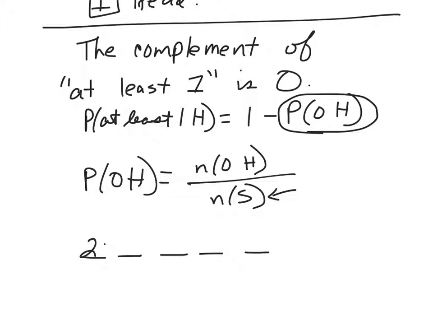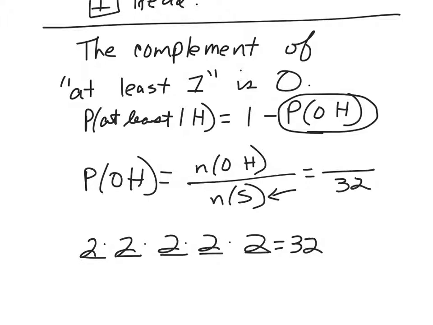Good thinking. So every one of these can happen 2 ways. It can be heads or tails. And if you take 2 times 2 times 2 times 2 times 2, you're going to get 32. So 32 things can happen when you toss 5 coins.